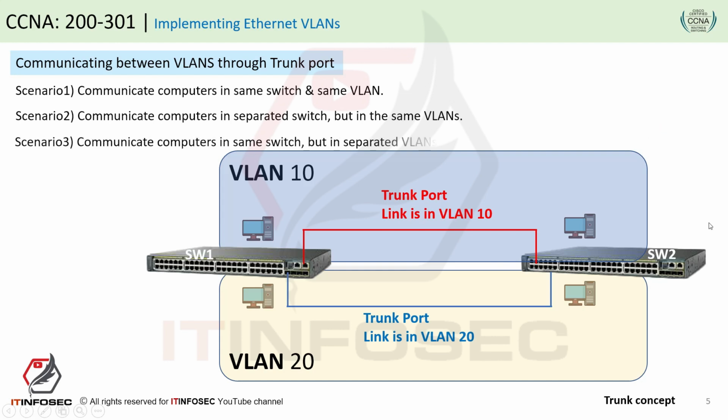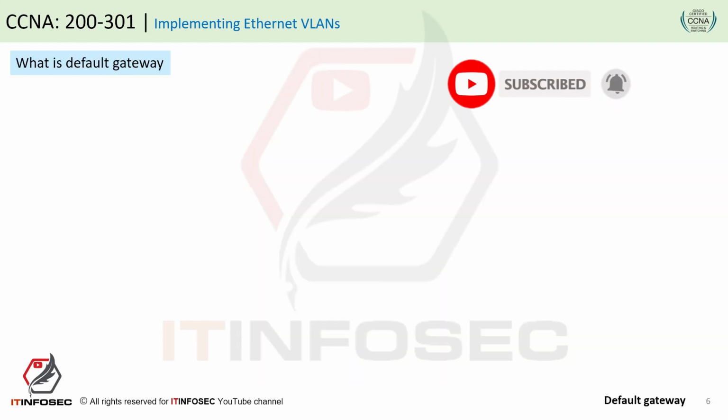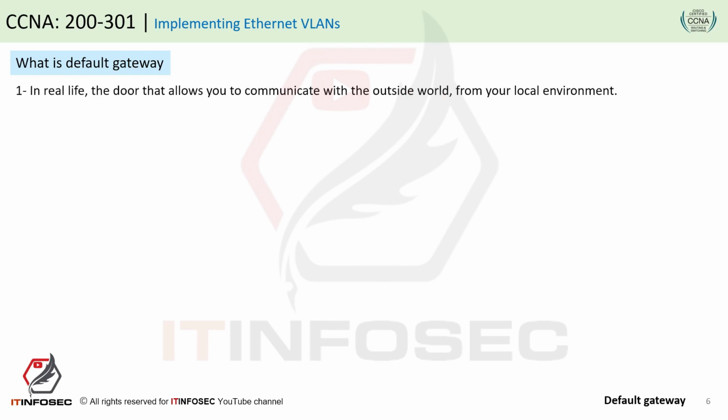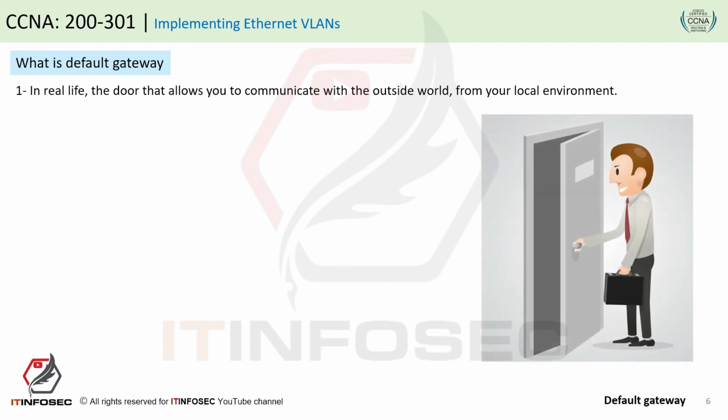Scenario 3 is communicating between computers in the same switch but in separate VLANs. That's a very important scenario. We will describe it and practice it in this video. But before that, I need to describe a little about the default gateway. What is a default gateway? In real life, the door that allows you to communicate with the outside world from your local environment is known as the default gateway.